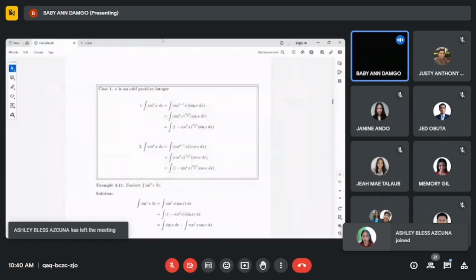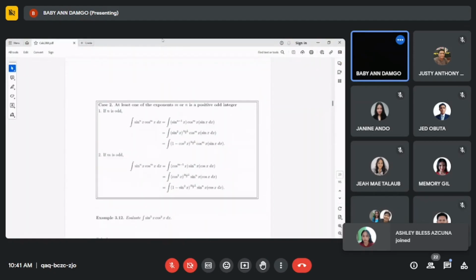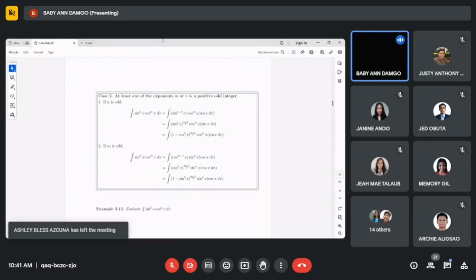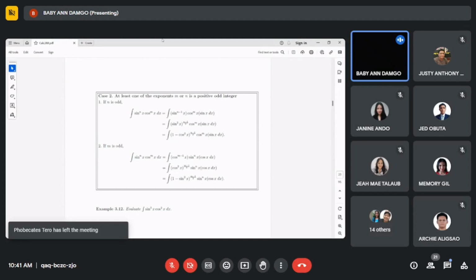So for case 2, at least one of the exponents is an odd integer. This case 2 class is a combination of sine x and cosine x, where at least one of the exponents m or n is a positive odd integer. So you need to look for which one has the odd power, which must be positive. For example, if n is odd, the odd power is on the sine.